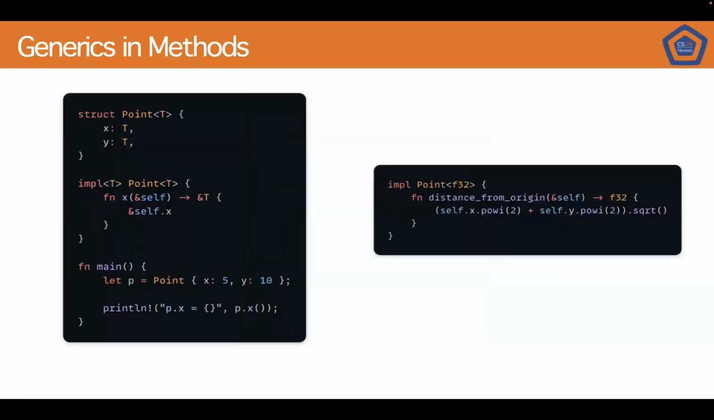We can also specify constraints on generic types when defining methods. So for example, we could implement a method only on Point<f32> instances rather than on Point instances with any generic type. So in other words, this code means the type Point<f32> will have a distance_from_origin method. In other instances of Point<T> where T is not f32, they will not have this method.